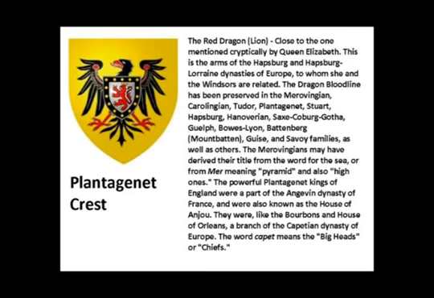And to whom the Habsburg, Queen Elizabeth, is related to the Habsburgs. She's called Windsor, but she's related to the Habsburgs. The dragon bloodline has been preserved in the Merovingian, Carolingian, Tudor, Plantagenet, Stuart, Habsburgs, Hanoverian, Saxe-Coburg-Gotha, Guelph, Bowes-Lyon, Battenberg, which was later itself changed to Mountbatten, and the Guise and Savoy families, as well as many others.